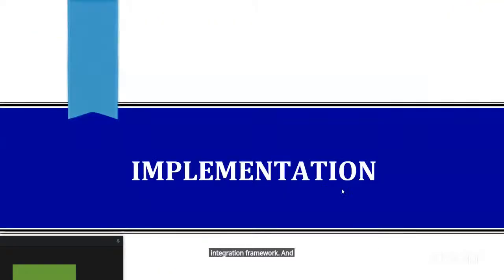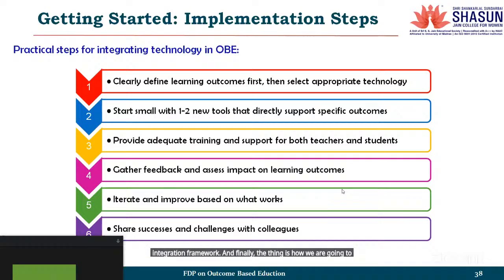And the final thing is how we are going to implement. Okay, I have given you a list of tools and everything. But the next day we cannot just go and buy a particular tool and ask the faculty to use it. We need to go step by step. So what are the practical steps for integrating technologies? We need to clearly define the learning outcomes first, then select the appropriate technology. So what is my outcome, and what is the technology I need?